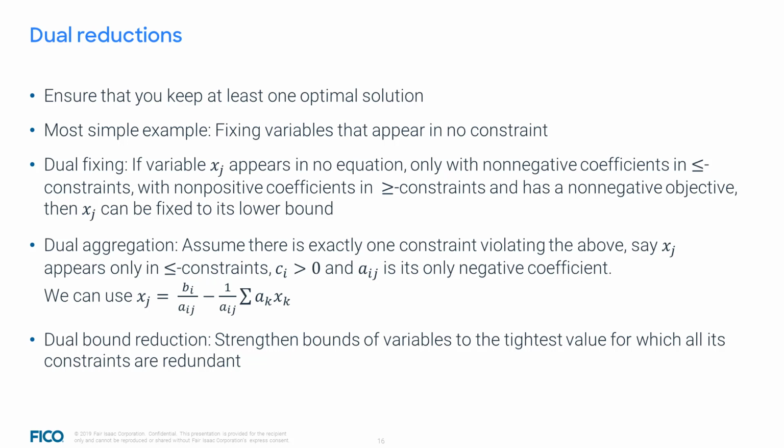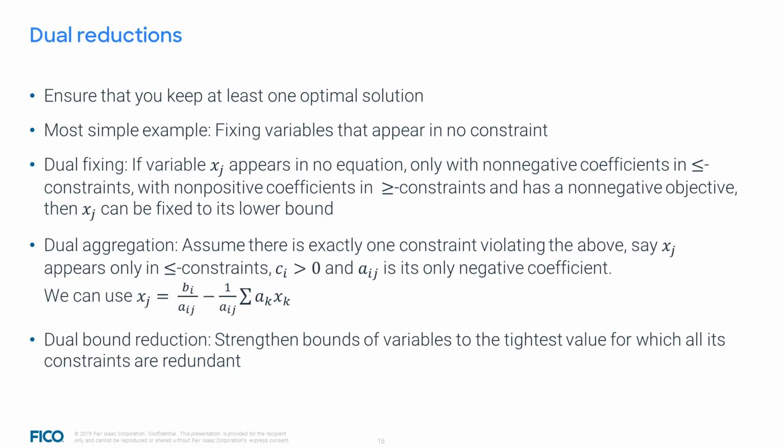Let's now move to dual reductions. As already mentioned, these reductions ensure to keep at least one optimal solution, although they might cut off some feasible or even optimal solutions. A very simple dual reduction might consist in fixing variables that appear in no constraint, which might cut off some possible solution values.